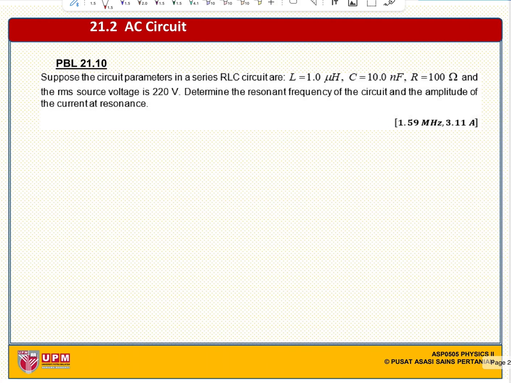Last question. Suppose the circuit parameters in a series RLC circuit are L equal to 1.1 times 10 to the negative 6, your C is 10 times 10 to the negative 9, and R is 100 ohm, and the RMS source VRMS is 220 volt. Determine the resonant frequency of the circuit. It wants F0 and also the amplitude of the current at resonant. It wants I RMS when it is maximum.